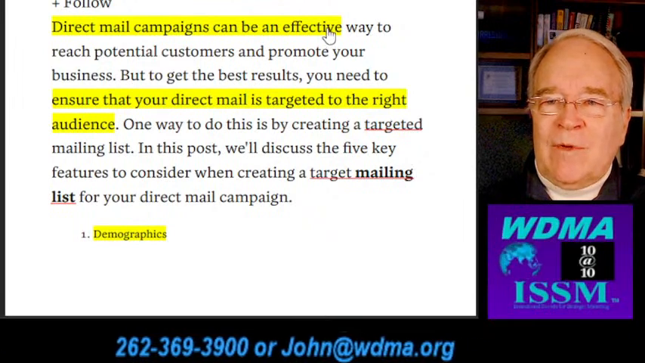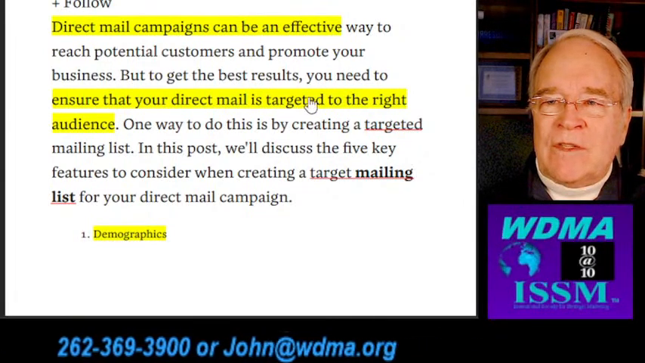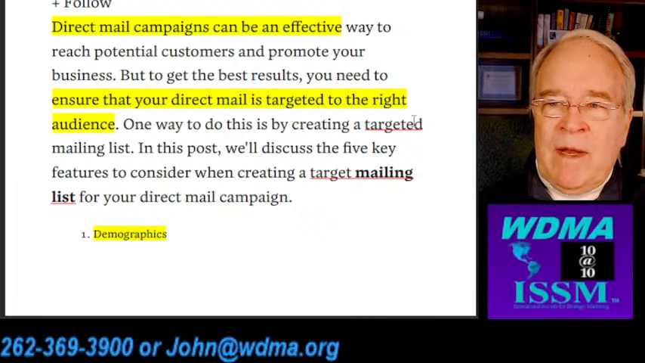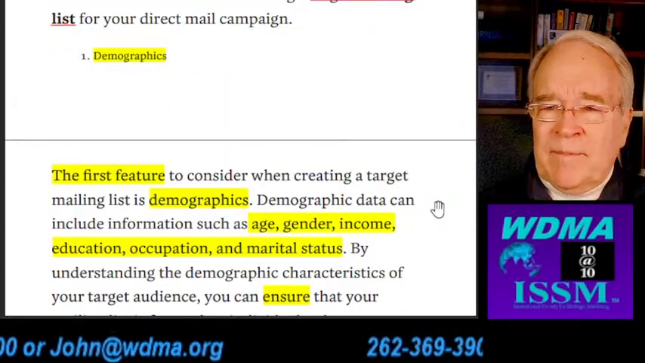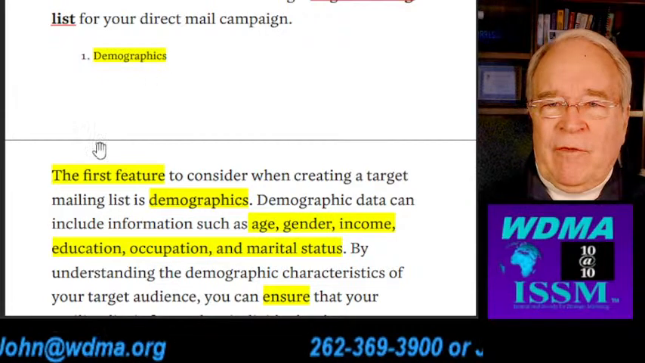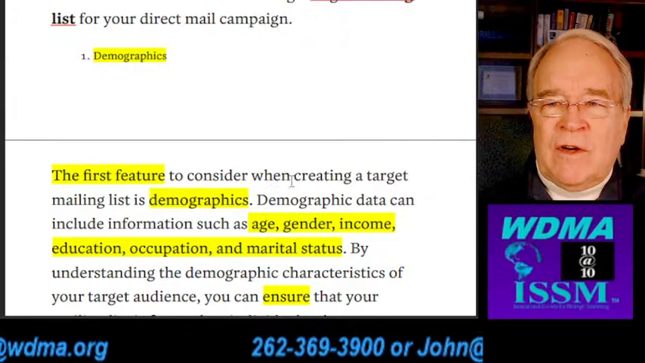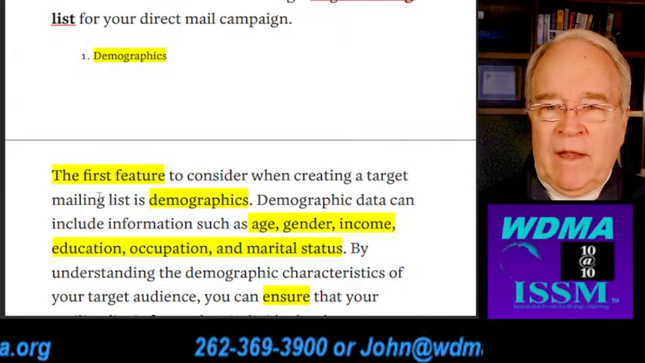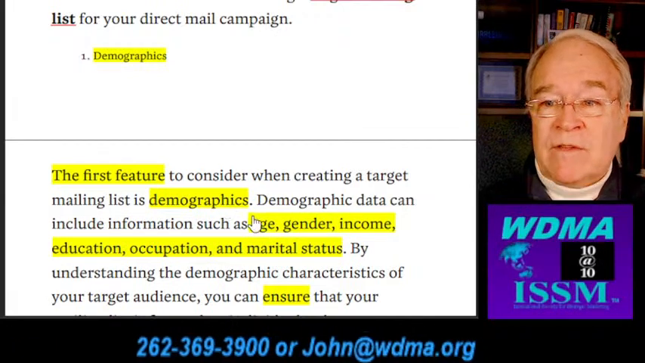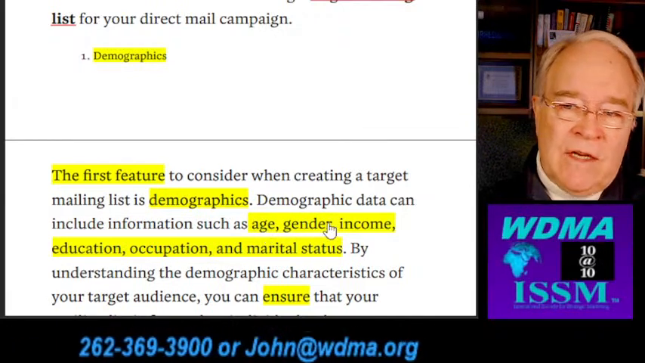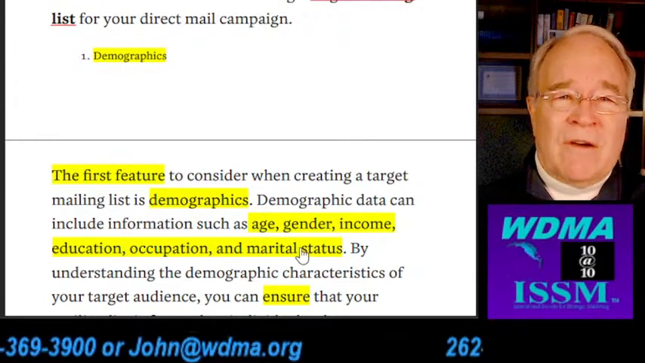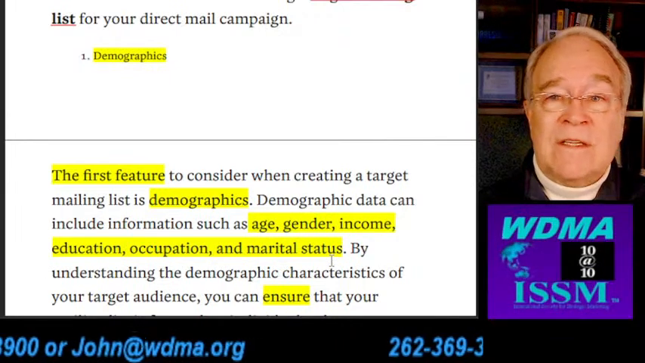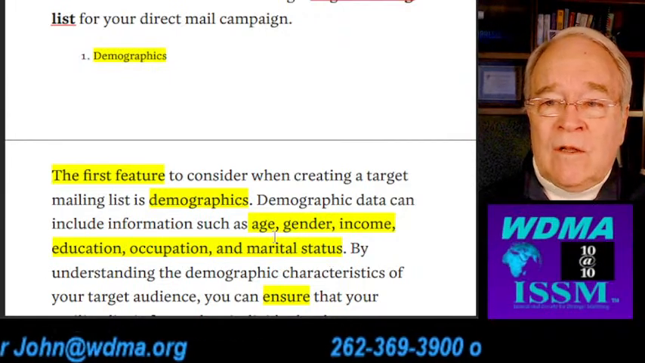They talk about how direct mail can be effective. Direct mail is targeted, and then they mention targeted mailing list, and every paragraph works like this. The first feature to consider when creating a targeted mailing list, there it is again, is demographics. Demographic data is like age, gender, income, education, occupation, and marital status. Almost none of these are accurate. These lists are just garbage that include this information.